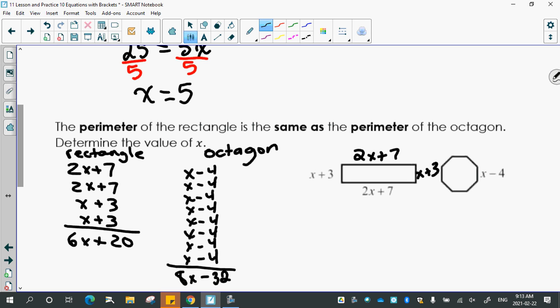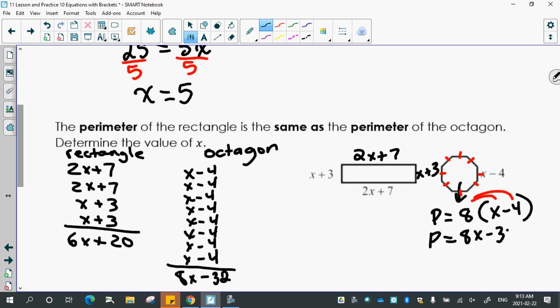Yep, okay. And then I had other people that said the perimeter of this was 8 times, in a bracket, x minus 4. Okay? 3 people did that. Is it going to give me the same? It should, right? Does that make sense? One side's x minus 4 is an octagon, so they're all the same. There should be 8 of them. And if you distribute, you do get 8x minus 32. You see that? So you could have done it either way.